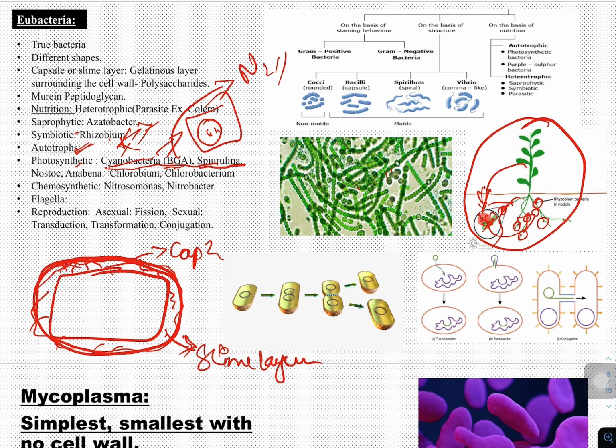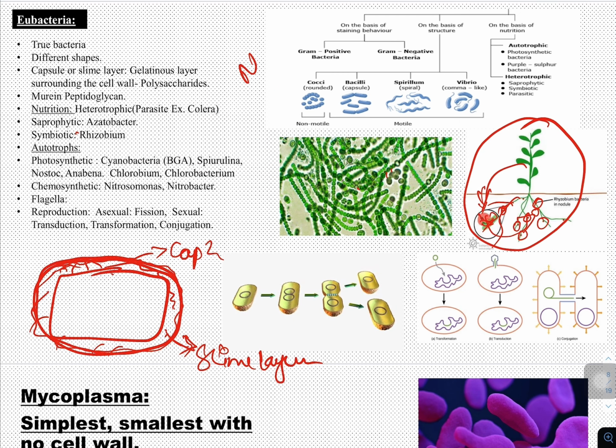An example of this is spirulina. Nowadays in the market, tablets are coming by the name spirulina tablets. Spirulina is rich in protein. Hence vegetarian people take capsules of spirulina, which are high in protein.